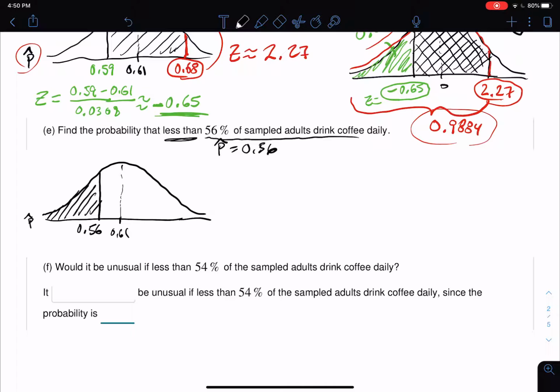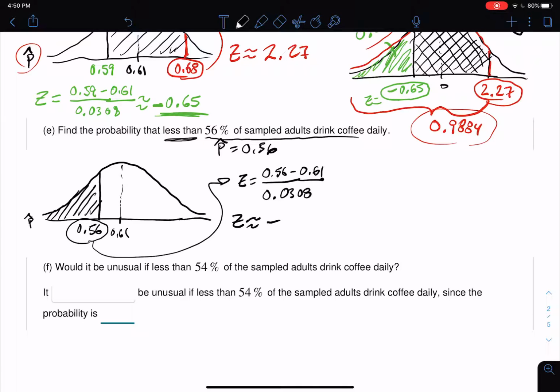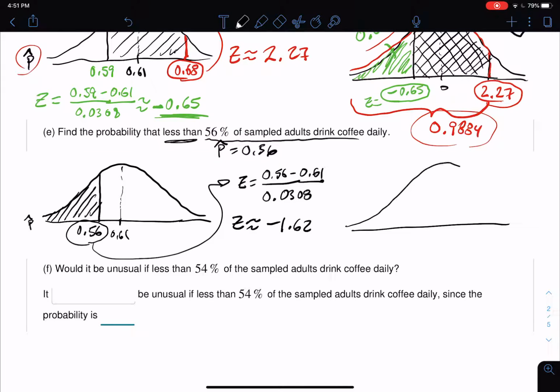Right? Well, the nice thing is our z-score is going to give us the area to the left, but this is not a z-score yet. So we need to convert this into a z-score. We will do it right here. So we've got a z-score of our sample proportion of 0.056 minus population proportion of 0.61 divided by our standard deviation of those sample proportions, 0.0308, and put it in the calculator, round it, and we get a negative 1.62. That is our z-score. Now this is something I can deal with.